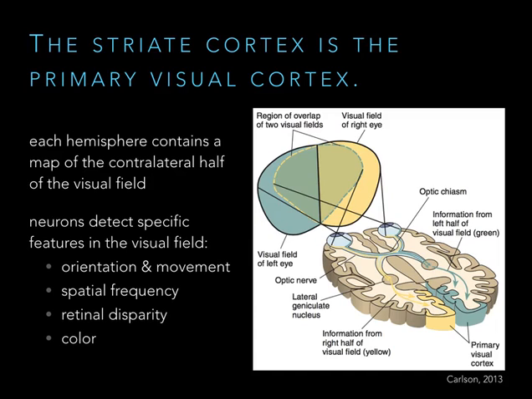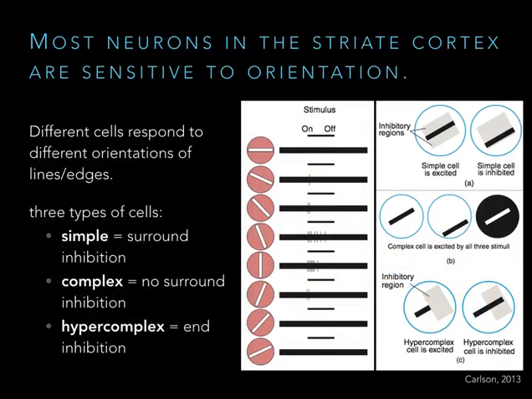In that striate cortex, we're going to detect very specific features. We don't recognize faces here. We don't determine what object we're looking at. Instead, we break it down into very fine details. What's the orientation of the lines? Are they moving? What's the spacing between different lines? That'd be the spatial frequency. Is there a difference between what our two retinas are seeing for the same object? In other words, how close or far is it? What color am I looking at? We don't construct anything beyond that. Very fine details.